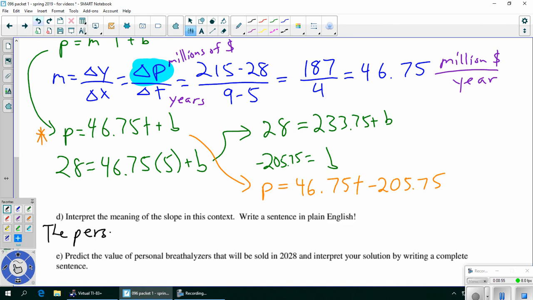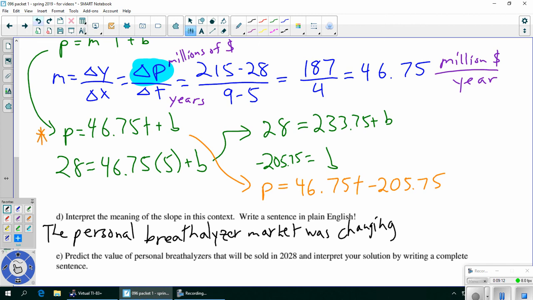The personal breathalyzer market was, so I'm just going to kind of be cheesy here and just say it was changing. But probably better would be to say was growing or was increasing, because that captures the fact that 46.75 is positive. But we can just say it was changing at $46.75 million per year. That was the rate at which the personal breathalyzer market was growing.